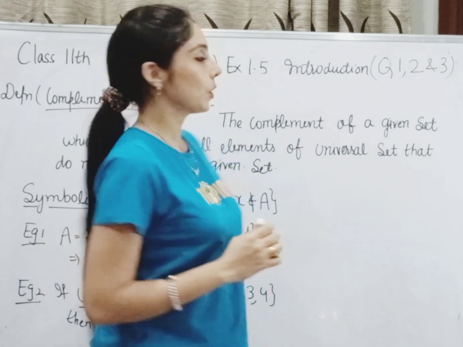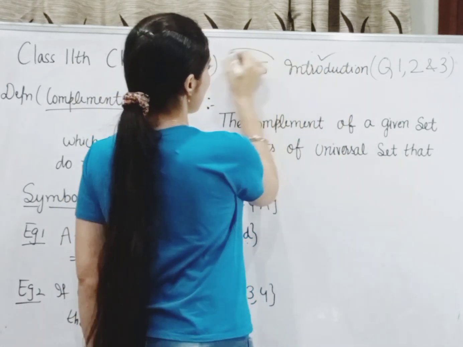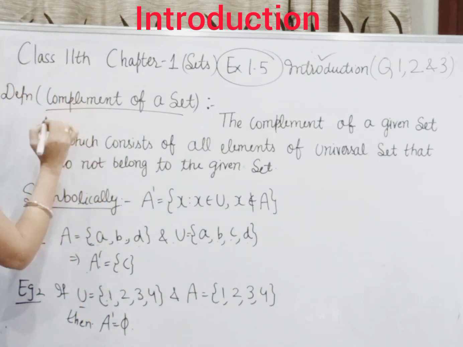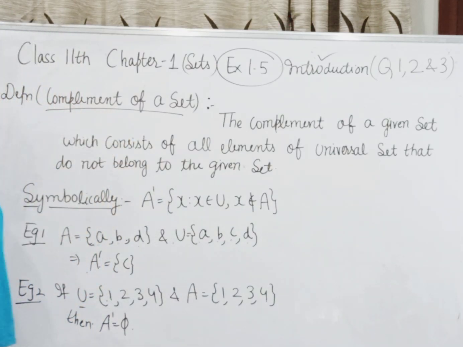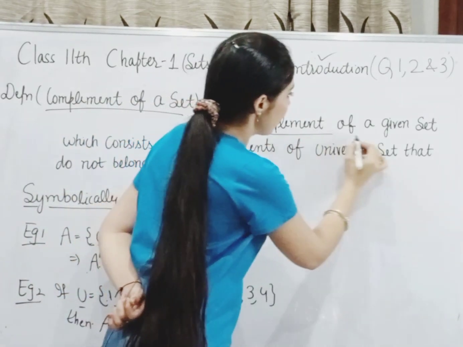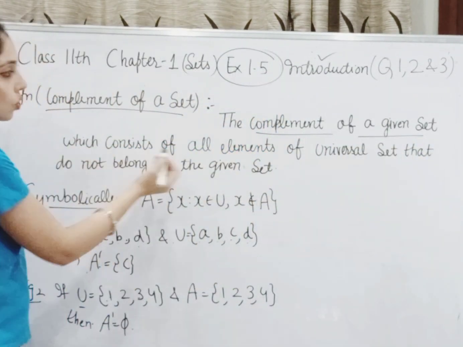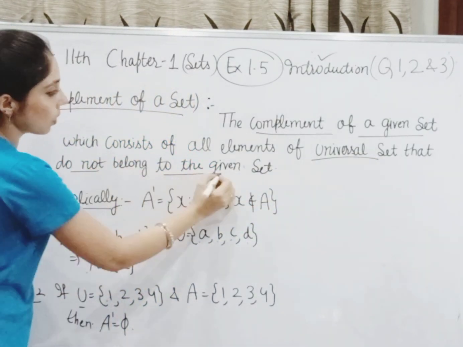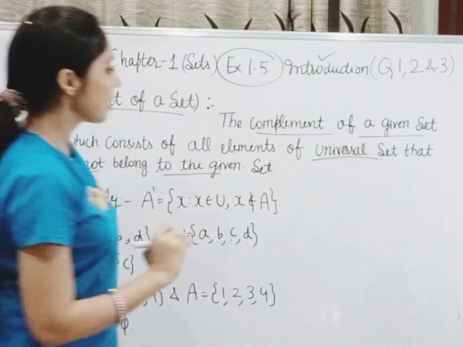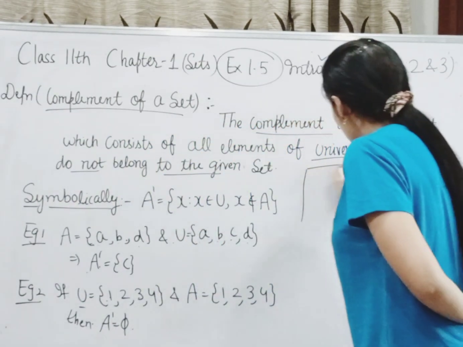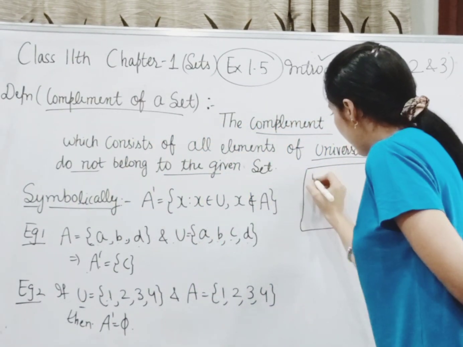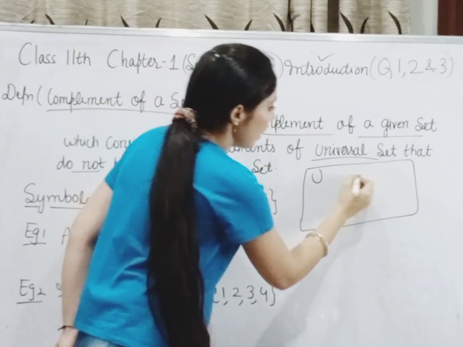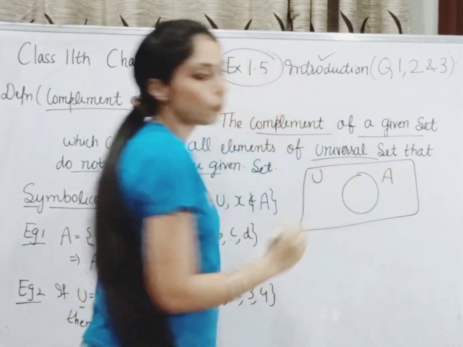In today's video, we will discuss some introduction for exercise 1.5. Let's see some definitions. First is the complement of a set. The complement of a given set consists of all elements of the universal set that don't belong to the given set. For example, in general we take this universal set U and A as a subset of U.